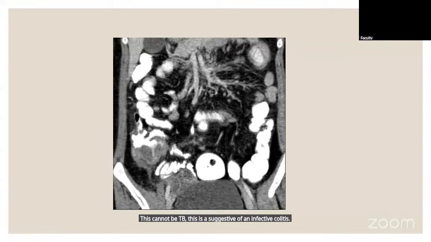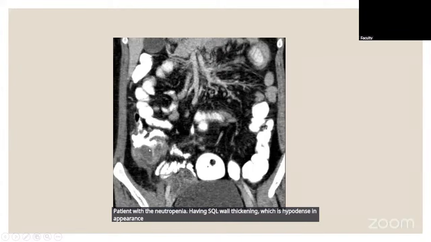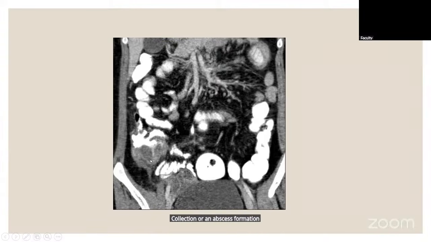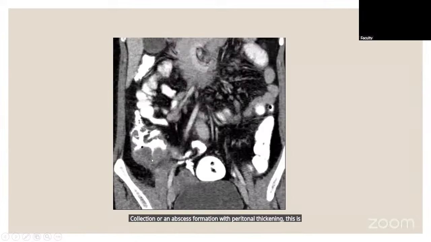Now, I have not given history for this patient. This patient was also neutropenic. He was a known immunocompromised patient. So, in a patient with neutropenia, having cecal wall thickening, which is hypodense in appearance, suggestive of intramural hypodensity, intramural hypodense collection or an abscess formation with peritoneal thickening, this is suggestive of typhlitis.